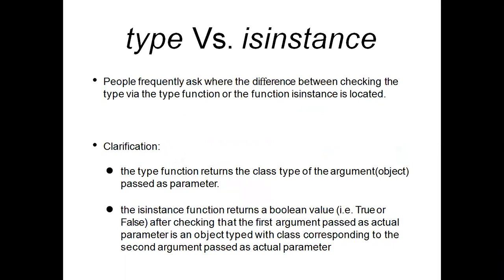So, let's first read this particular first slide by yourself, taking a pause of 2 to 5 seconds from my side, and understand what the type is trying to say. Okay, so I'm reading it again for you. People frequently ask where the difference is between checking the type function or the isinstance function. Now I'm giving you a clarification, very simple but very important. The type function returns the class type of the argument object passed as a parameter, right? The isinstance function simply returns a boolean value, that is, true or false.